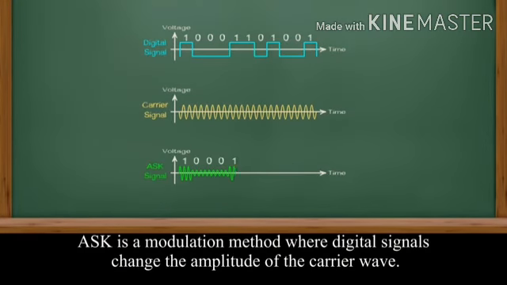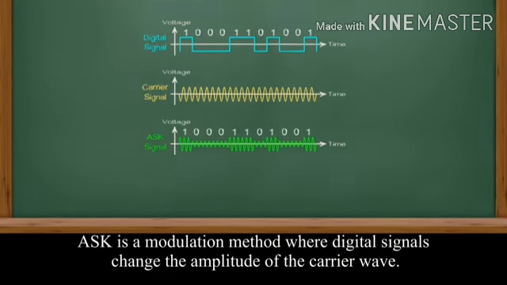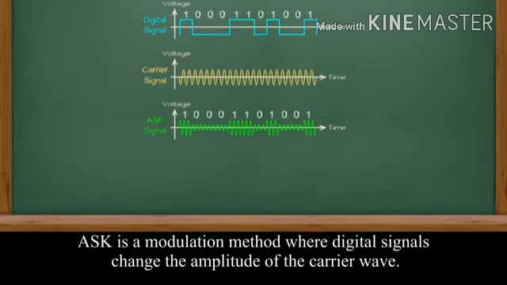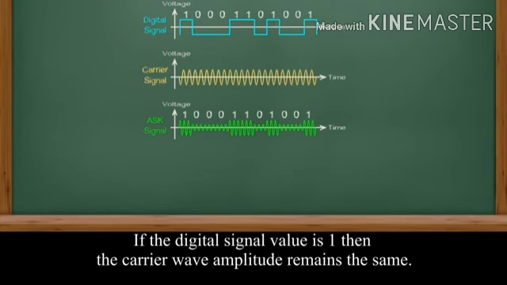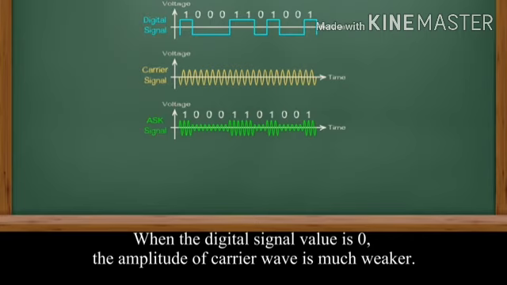ASK is the modulation method where the digital signals change the amplitude of the carrier wave. If the digital signal value is 1, then the carrier wave amplitude remains the same. When the digital signal value is 0, the amplitude of carrier wave is much weaker.